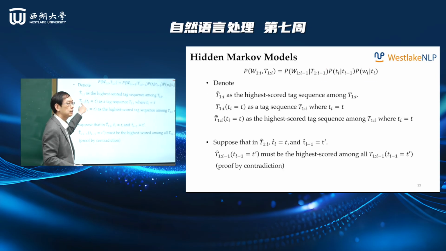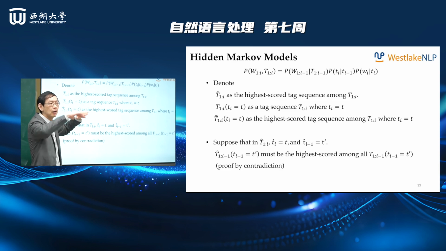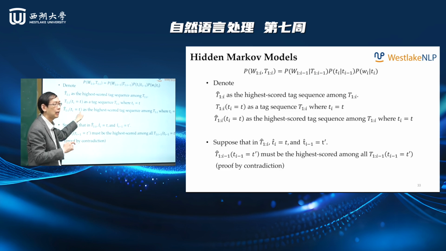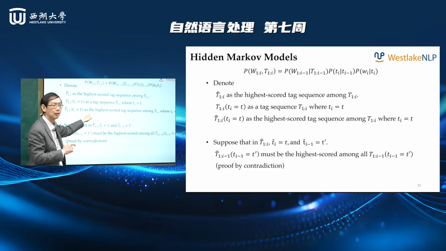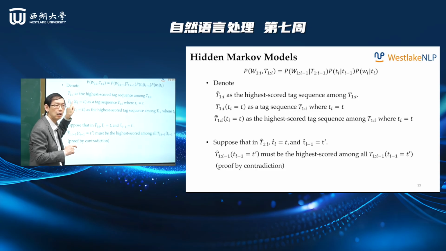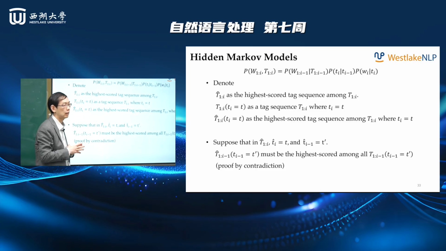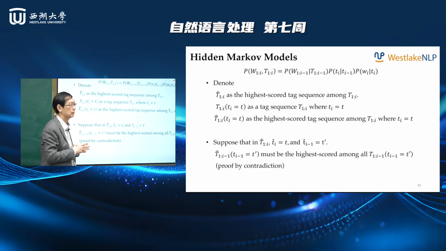We make sure t 1 to i, bracket t i, equals t. What do I mean? I mean I store a sequence, okay, and I differentiate the sequence by the last tag, right? I store all possible subsequences 1 to i, okay? Each one with a separate t i. I can do that, right?